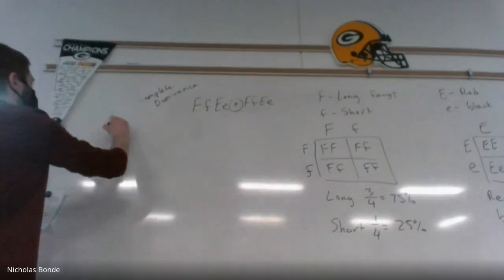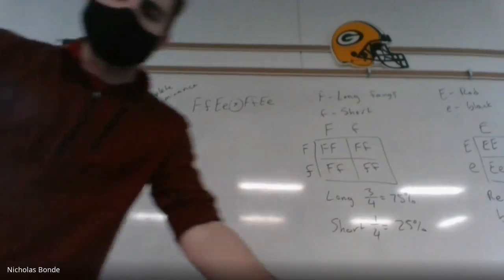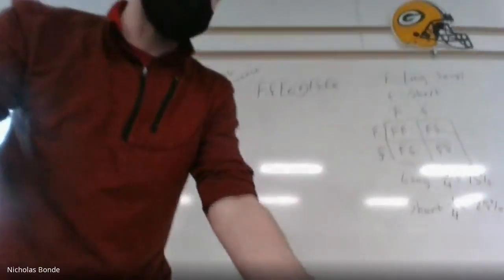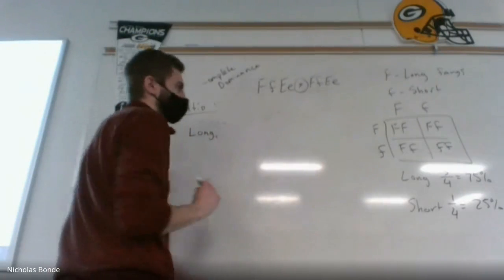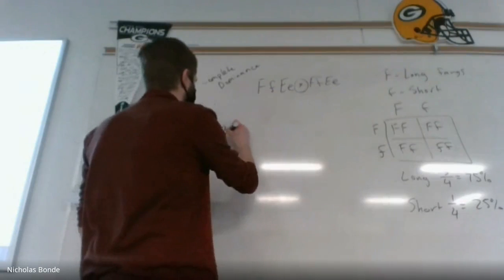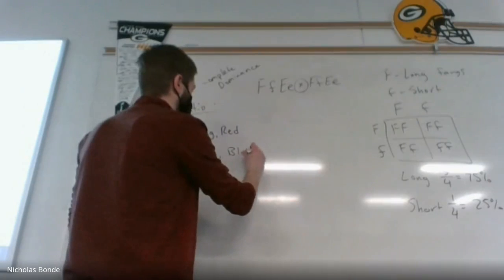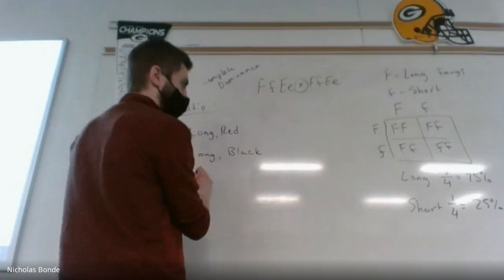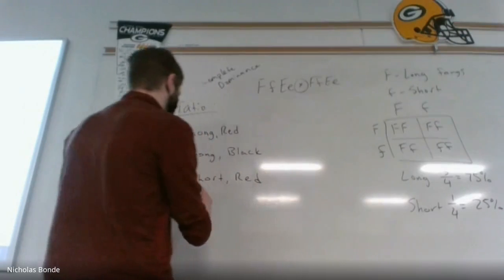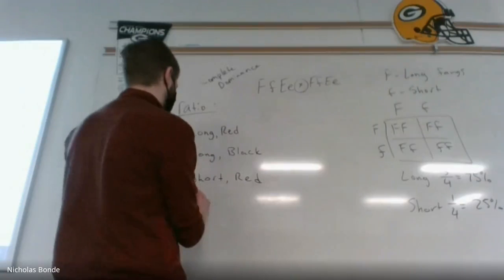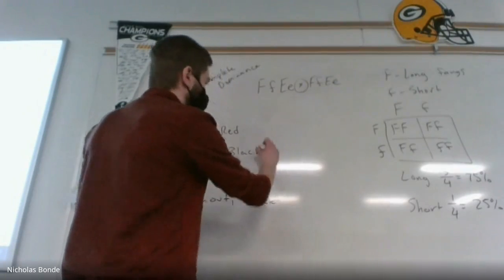So ratios are always comparing the amount of something to the amount of something else. So we've got to actually look at all the possible phenotypes, right? So one possible phenotype is long fangs and red eyes, okay? Another one is long fangs and black eyes. Another one is short fangs and red eyes. And then short fangs and black eyes, okay? So those are our possibilities.